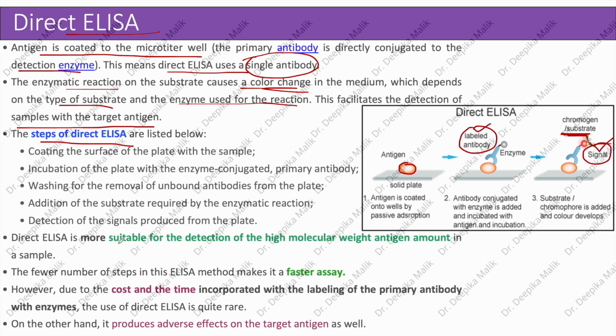Direct ELISA is more suitable for the detection of the high molecular weight antigen amount in a sample. The fewer number of steps in this ELISA method makes it a faster assay. However, due to the cost and time incorporated with the labeling of the primary antibody with enzymes, the use of direct ELISA is quite rare. On the other hand, it produces adverse effects on the target antigens as well.